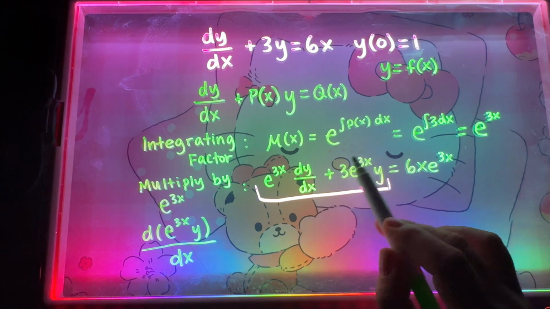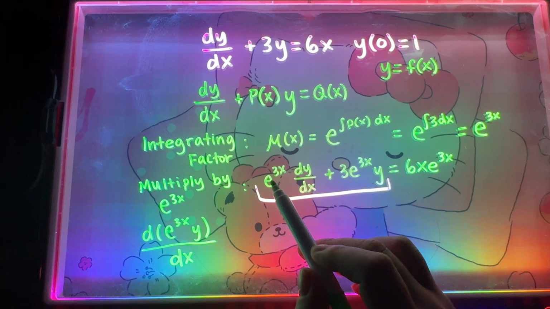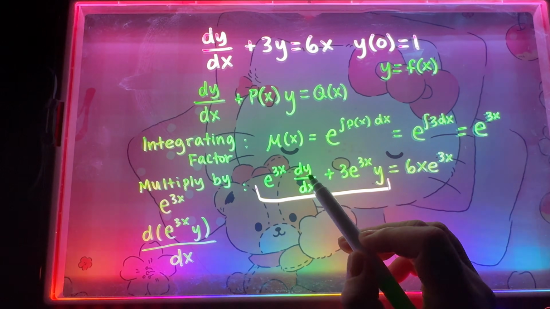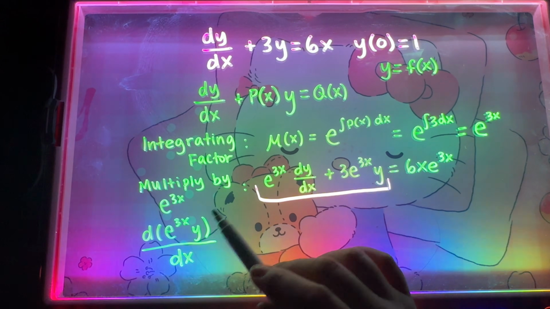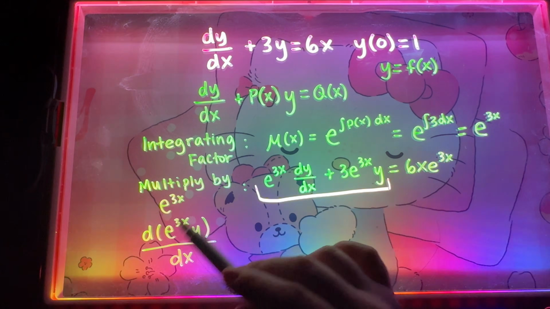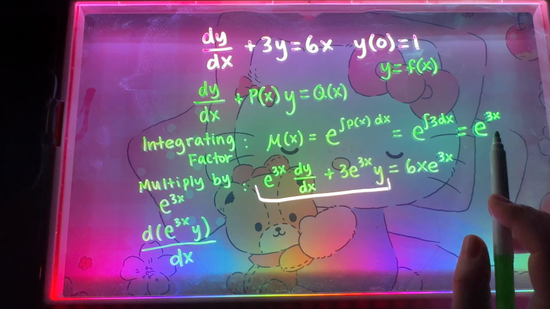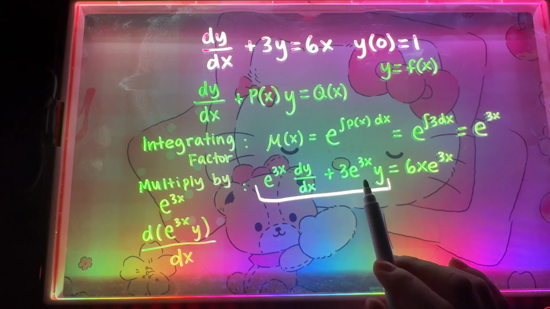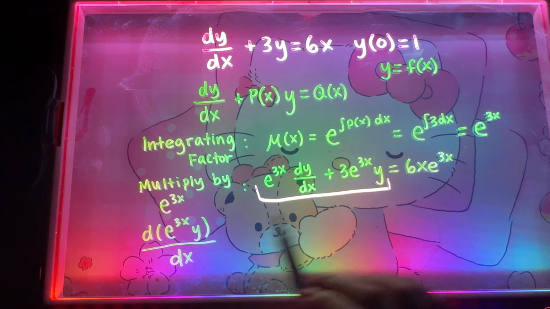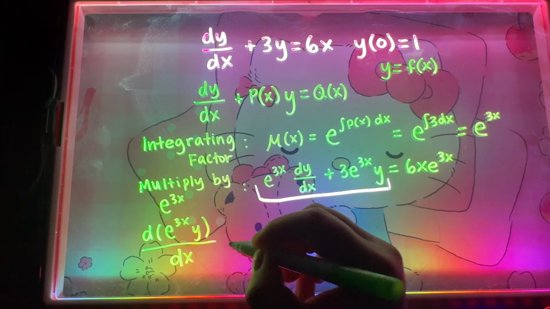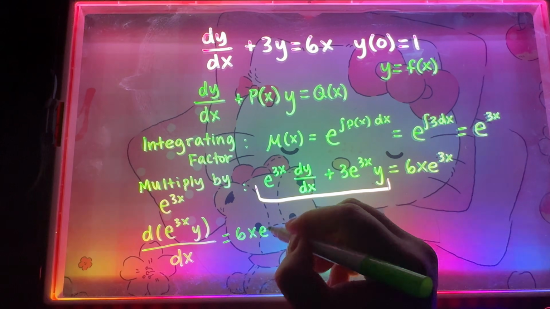This is the derivative of e to the 3x, and you keep your y, plus you keep your e to the 3x and you take the derivative of y. It's a lot to say out loud, but if you want to confirm this, do take your time here. That's actually the point of multiplying through by this integrating factor. So we can simplify this whole part into this, and the other side is still 6x e to the 3x.